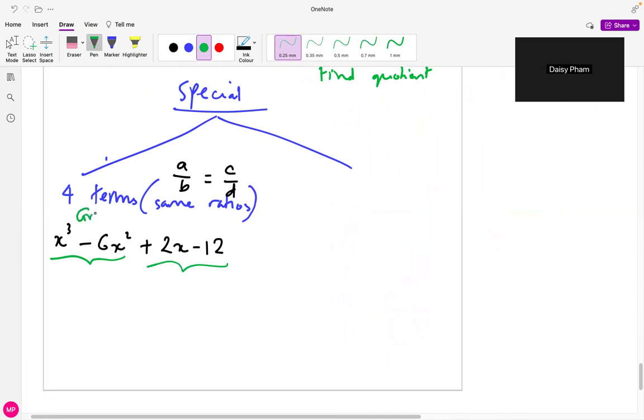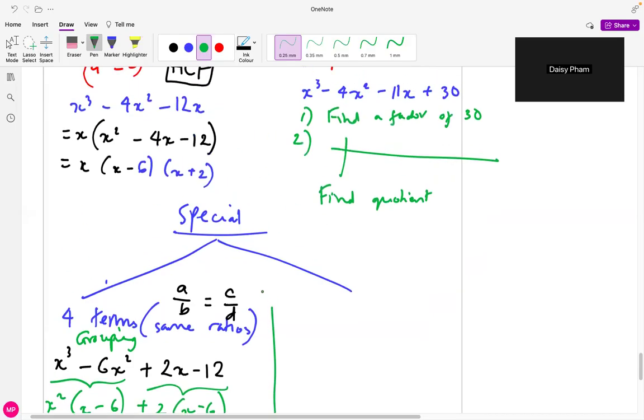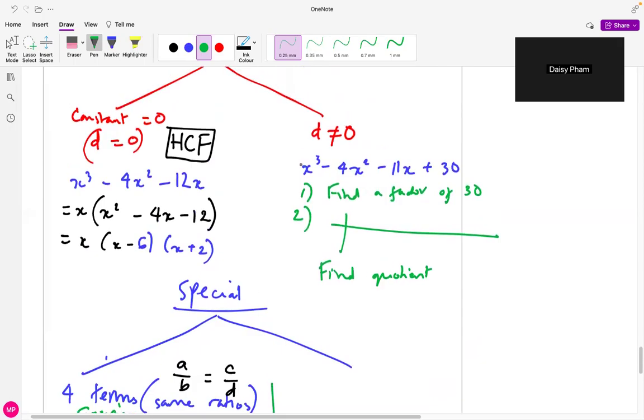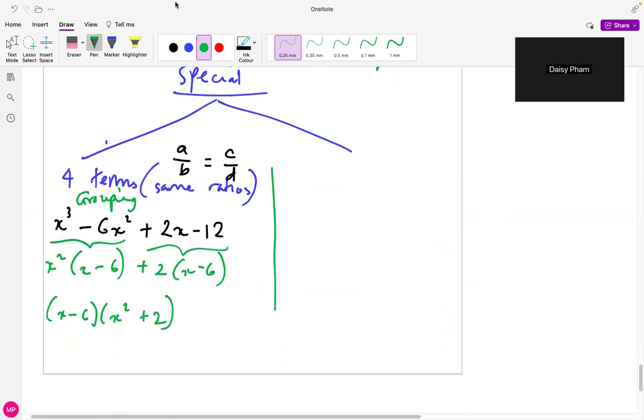So the method we do here is grouping. So we group x squared, x minus 6. Then here we take the 2 out, 2x minus 6. Then you have x minus 6 as a common factor, and then you have x squared plus 2. Okay, so this method works if it's four terms and they have the same ratio. You can do this faster. You can still do the other method, which works for anything that has the constant d not equal 0. But if it has the same ratio, it's better to do this.